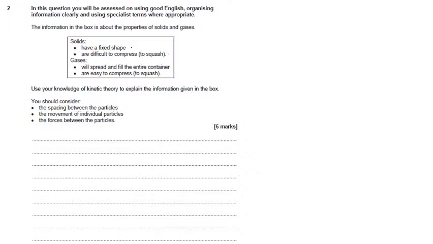So we need to explain why solids have a fixed shape and are difficult to compress using the ideas of spacing, movement and forces. So what we know about solids is that the particles are close together. And because the particles are close together, it means that there isn't space between them for them to be able to move closer, so they're difficult to compress.